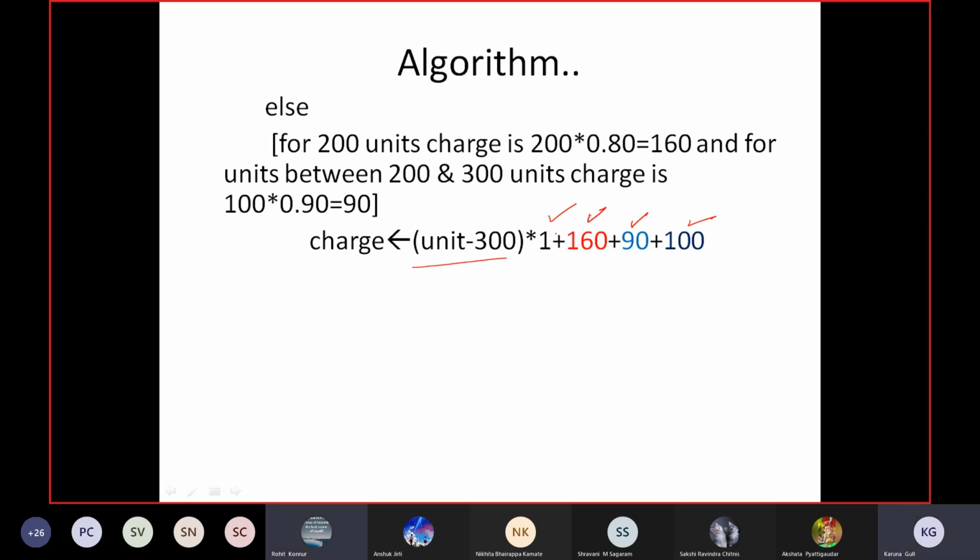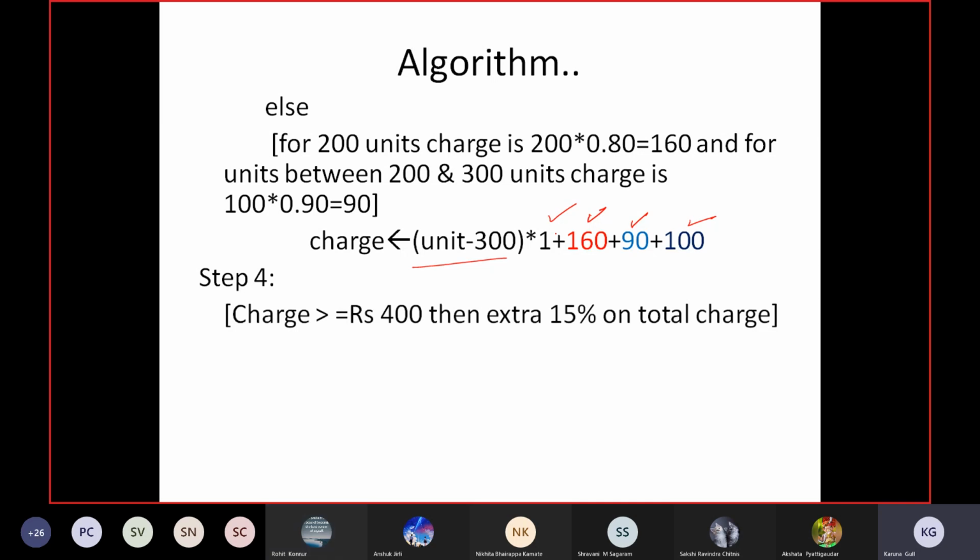Yes, ma'am. Right. So now this is all about finding the amount charge. Then once you get the charge, what you are supposed to check now? Whether it is less than or equal to 400 or greater. Correct? That's what we are going to check. If the charge is greater than or equal to 400, do you want to take equal to or not? If you want to take equal to, take equal to.